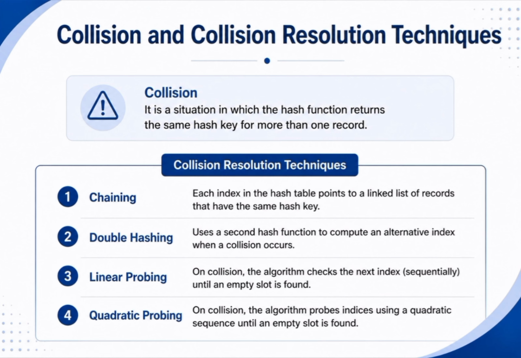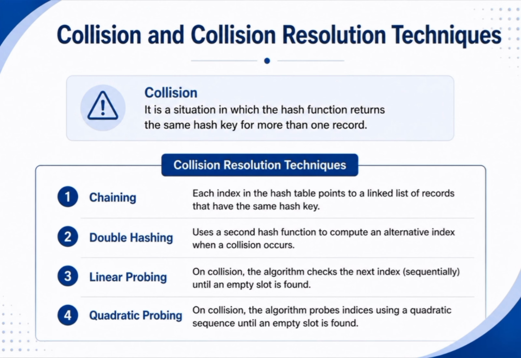The next one is double hashing. This method uses two different hash functions. The first hash function calculates the original index. If that index is already occupied, the second hash function calculates a new position. This helps spread the keys more evenly across the table and reduces the chances of repeated collisions.